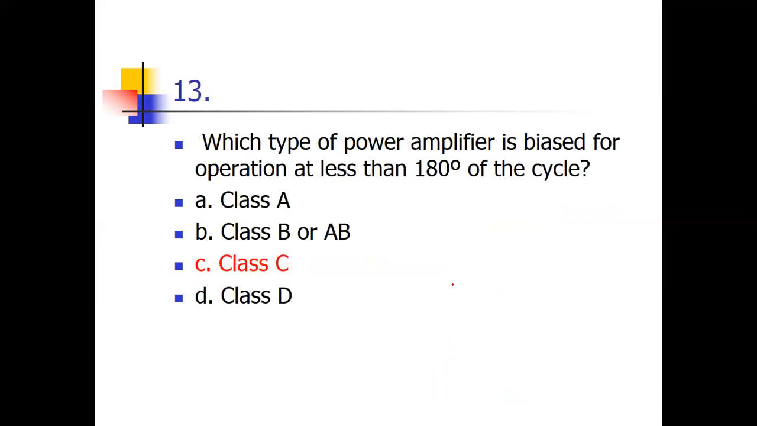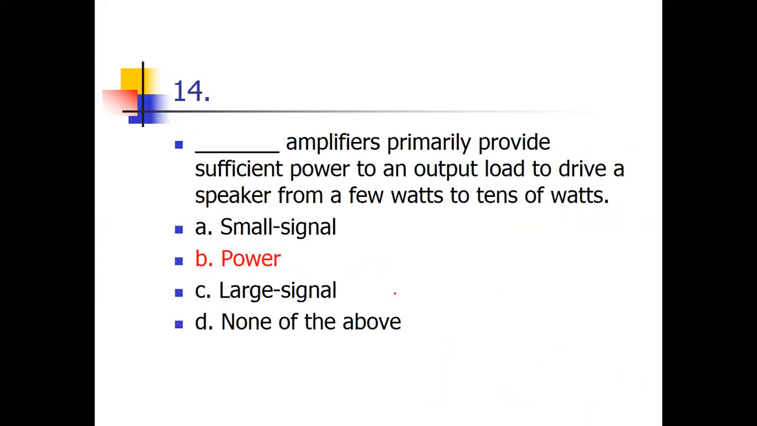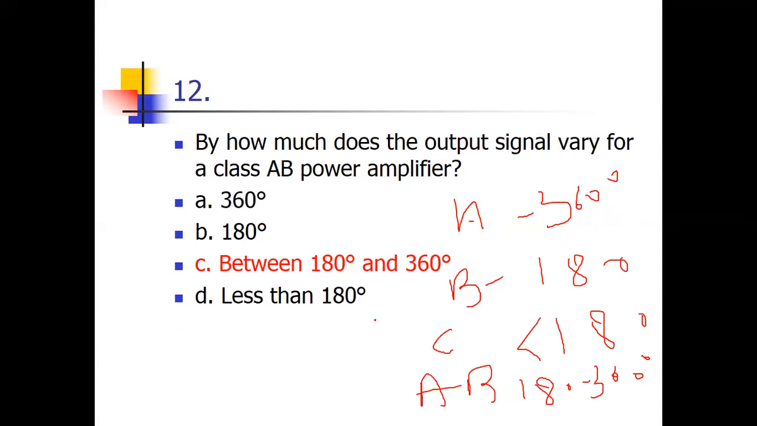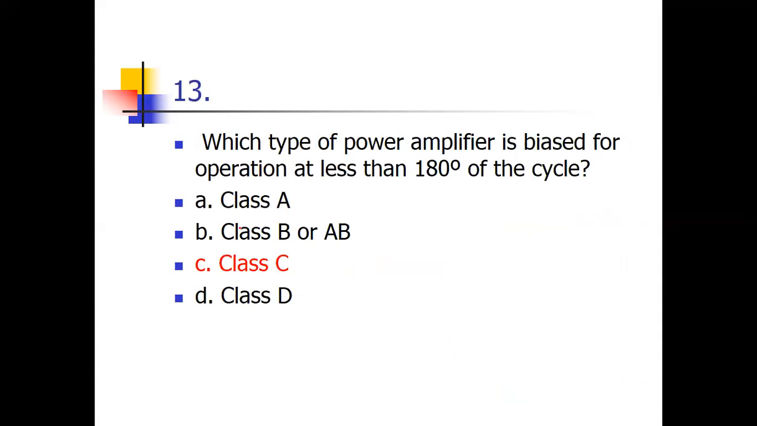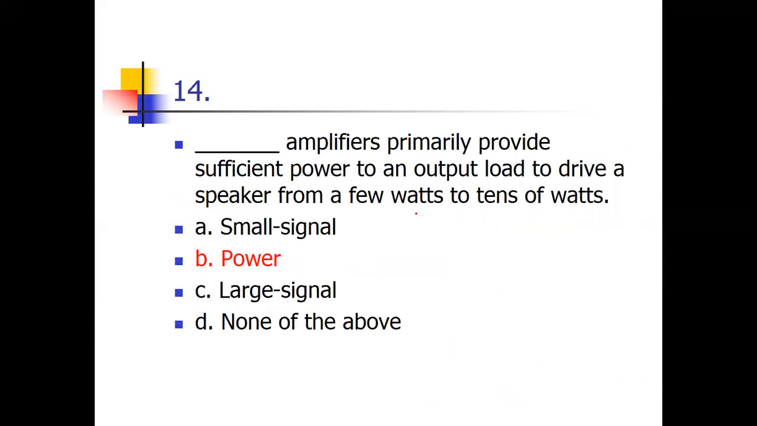Now, which type of power amplifier is biased for operation at less than 180 degree? Just now I have explained this concept. For AB it is 180 to 360 and for C it is 180. So for class C it is less than 180.